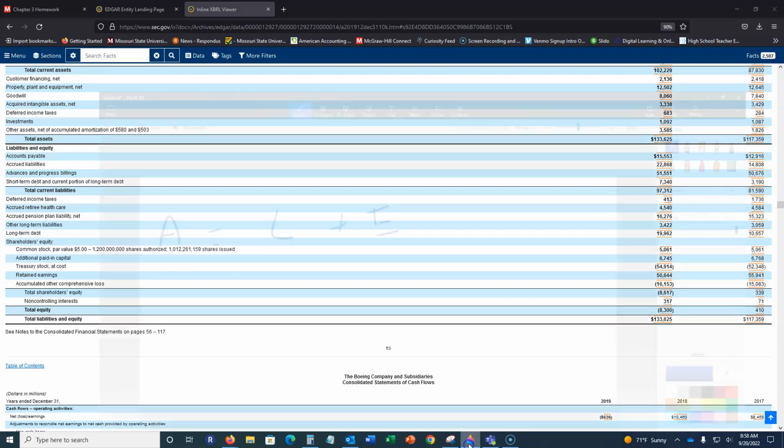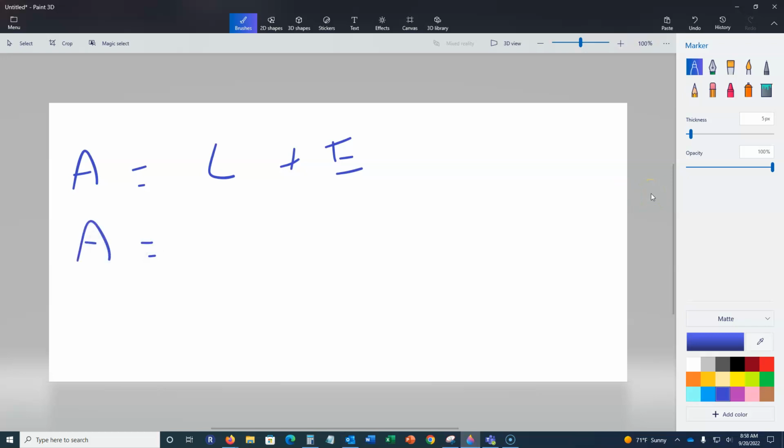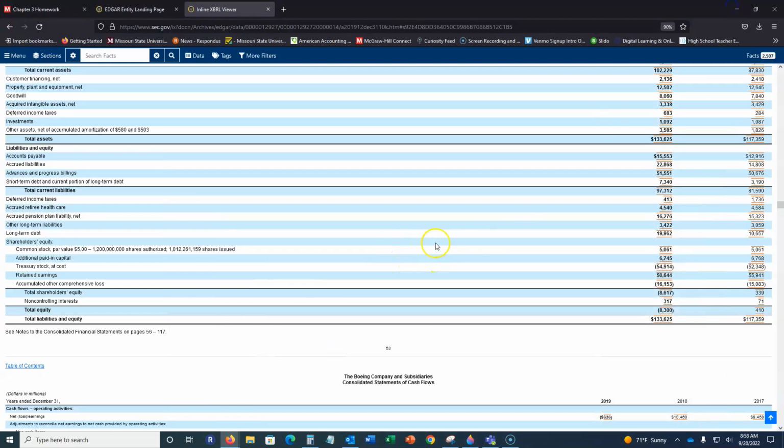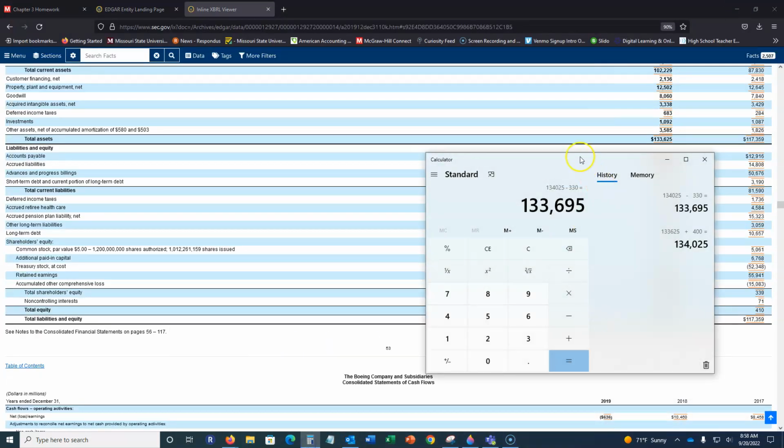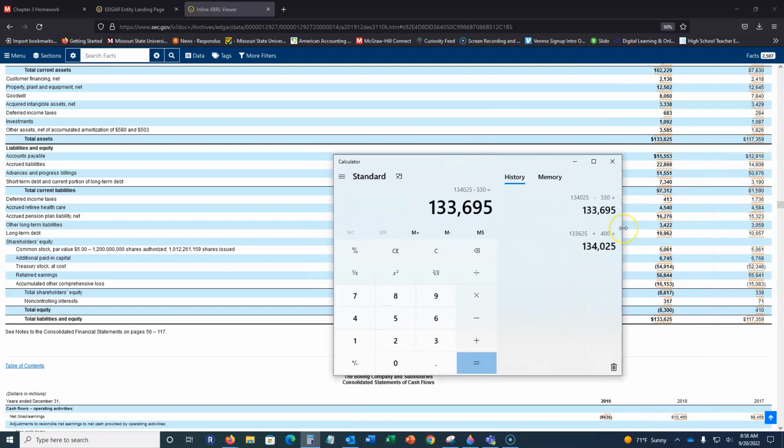Or you could rearrange your equation to say assets minus liabilities equal equity, right? So you can do either one you want. Neither one is terribly difficult. We could just add these together, and that's what I would recommend doing right now. Okay, so you just say 97,312 plus 413 plus 4,540 plus 16,276 plus 3,422 plus 19,962. 141,925, right?